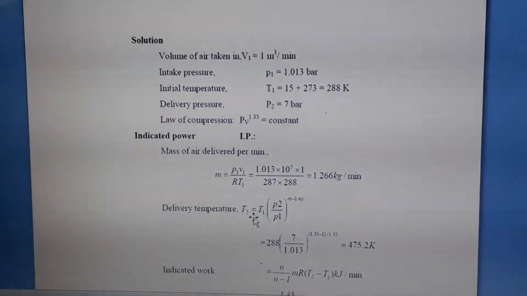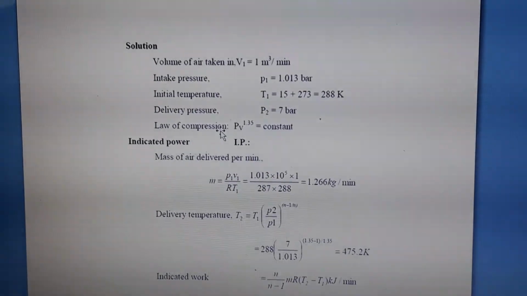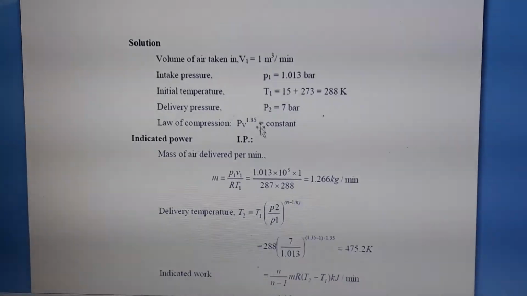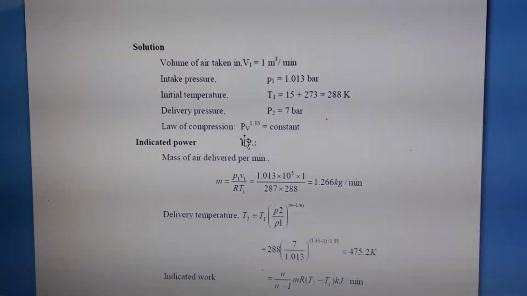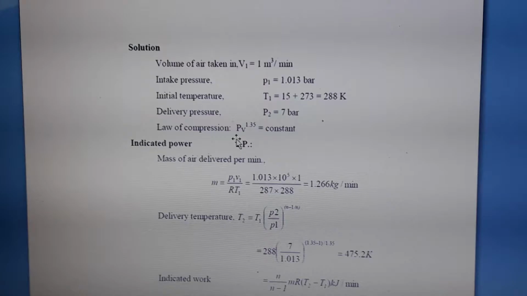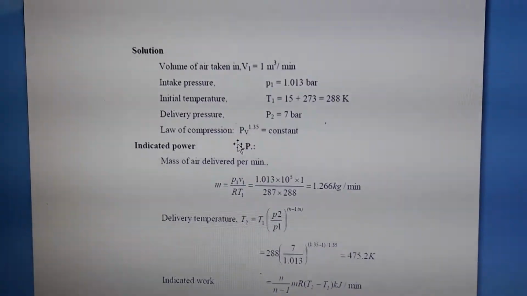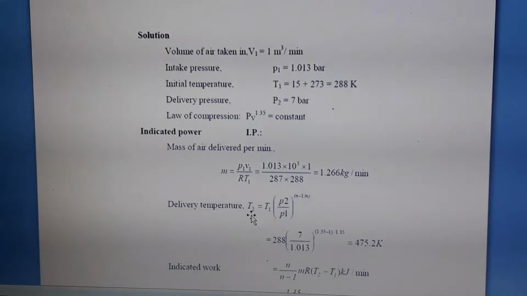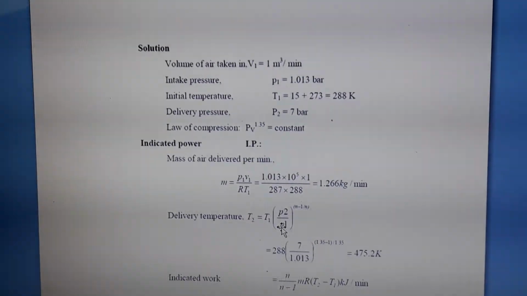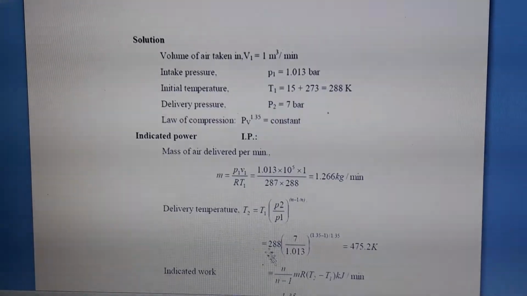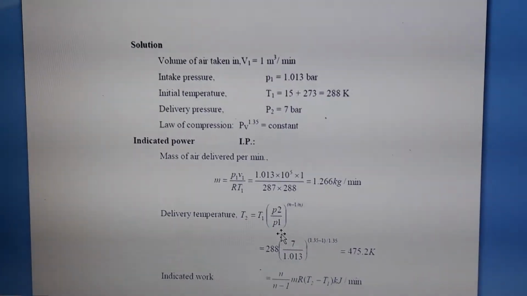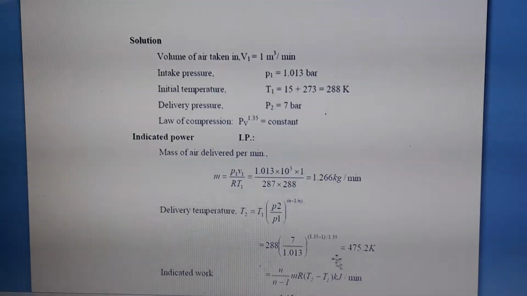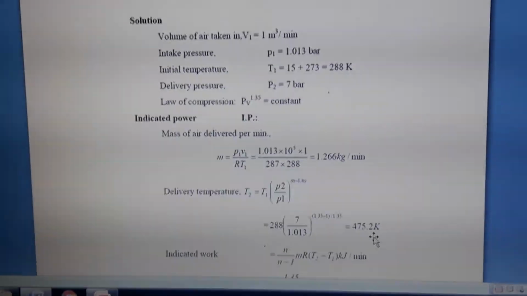So T2. We know this is the basic relation for the polytropic compression process, PV raised to 1.35 is equal to C. So considering states 1 and 2, the same expression we can write as P1 V1 raised to 1.35 is equal to P2 V2 raised to 1.35. So from this we have written this expression, that is T2 is equal to T1 into P2 by P1 raised to the power n minus 1 by n. Again substitute the value of T1, P1, and P2, and when we calculate it, the temperature T2 is 475.2 Kelvin.